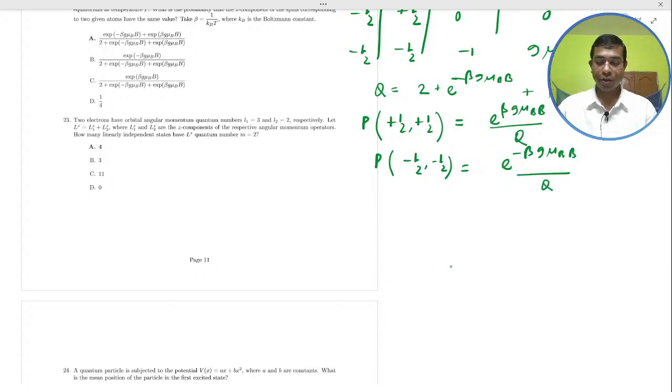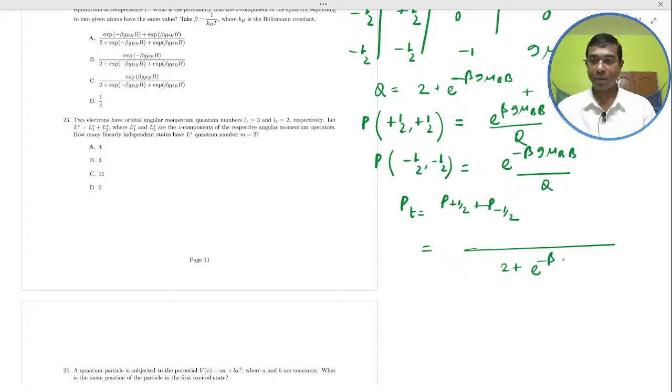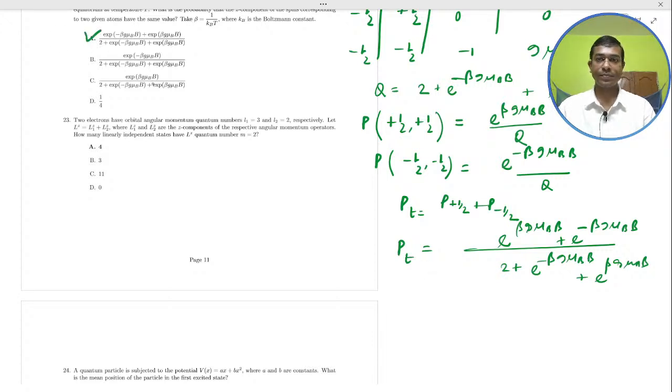This is the probability. So the net probability, the total probability PT, just add P plus half spin plus P minus half spin. So here the total partition function Q equals 2 plus e to the power minus beta g mu B B plus e to the power plus beta g mu B B, and the numerator is e to the power beta g mu B B plus e to the power minus beta g mu B B. This will be the total probability PT. Okay, option A is correct here. Next question.